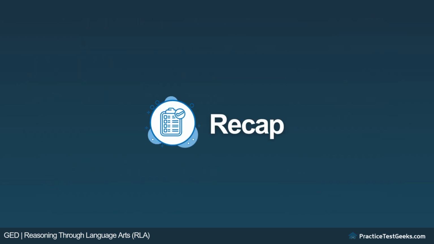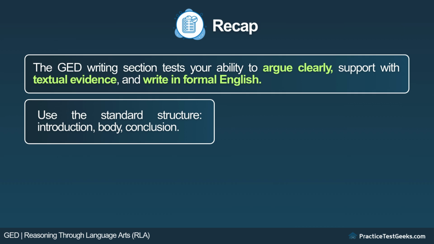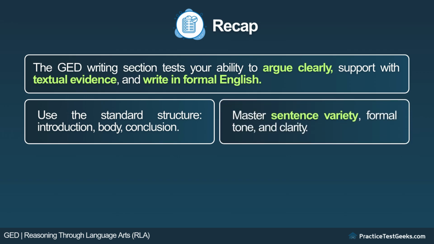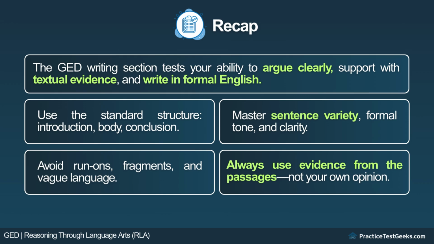To sum up everything we've covered in this lesson, the GED writing section tests your ability to argue clearly, support your points with textual evidence, and write in formal English. First, always use the standard structure: introduction, body, and conclusion. Next, aim to master sentence variety, a formal tone, and overall clarity in your writing. Then, be sure to avoid common mistakes like run-on sentences, sentence fragments, and vague language. And most importantly, always support your argument with evidence from the passages, not your personal opinion.